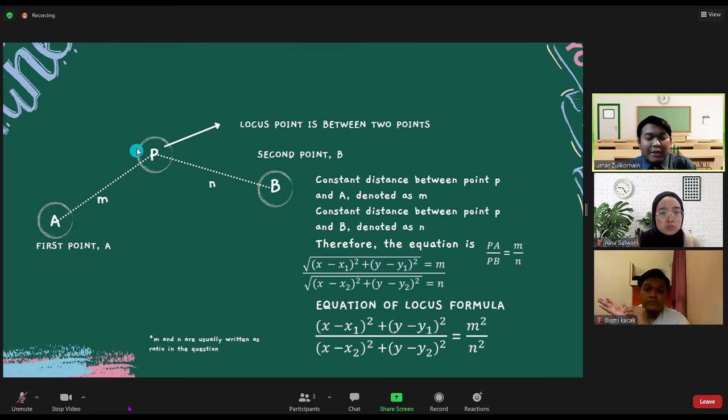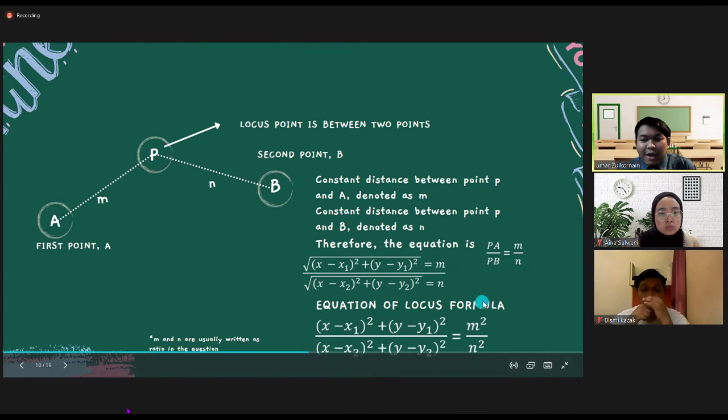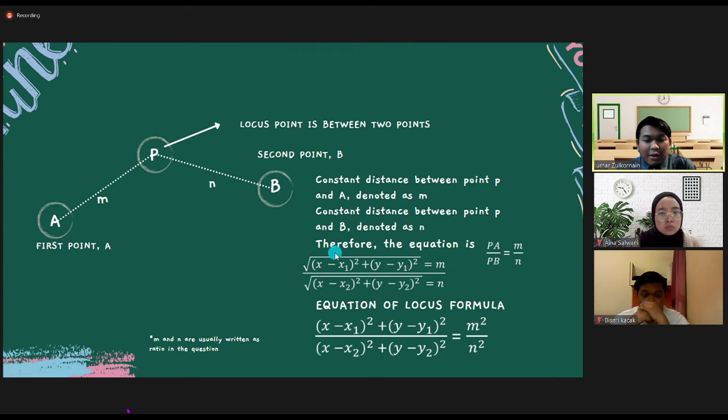Okay. So how does m squared over n squared exist here? It is because of the square here. When we try to eliminate the square, we transfer it to the right, then we will get m to the power of 2 and n to the power of 2.